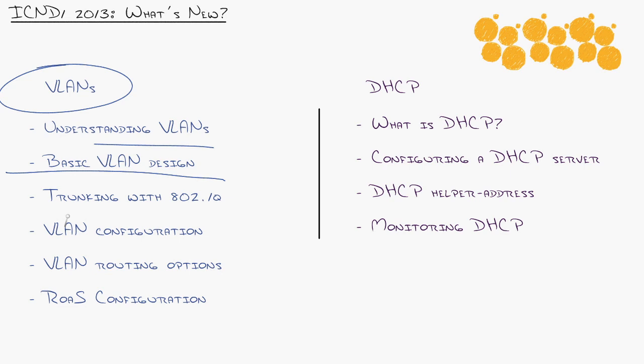You don't know. None of that. Base, ooh, look, there's a VLAN. That's kind of the design you're looking at. Trunking with 802.1Q, so you can let your VLANs go to wireless access points, go between switches and all that. VLAN configuration: setting up global config mode, the VLAN command, naming the VLAN. VLAN routing options, very interesting.